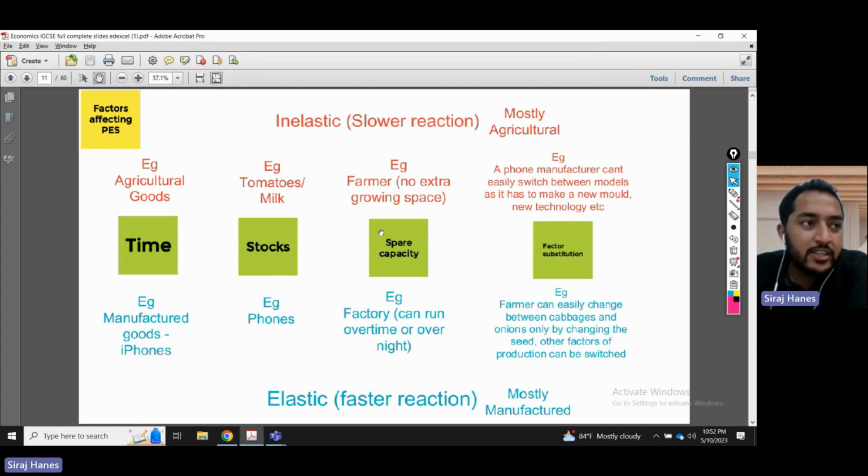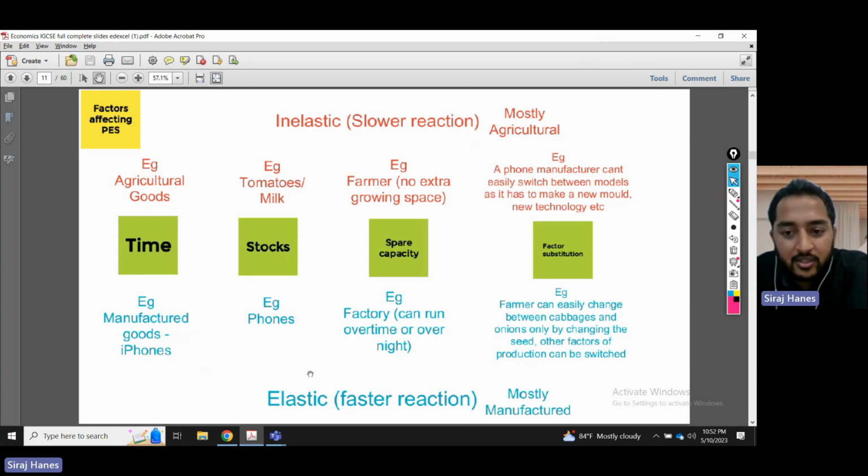Spare capacity. Do we have extra capacity? If it's a farmer and he has no extra capacity, no extra growing space, inelastic. You ask for more goods and he'll be like, sorry, I can't give you goods, no space. But a factory, maybe you can run overnight, becomes more elastic, faster reaction.